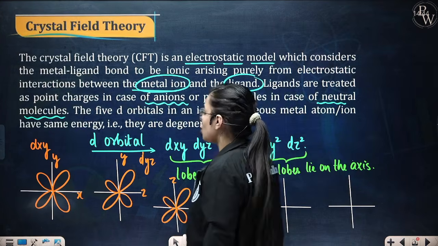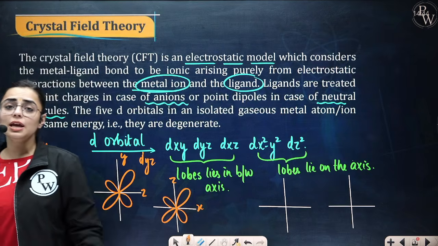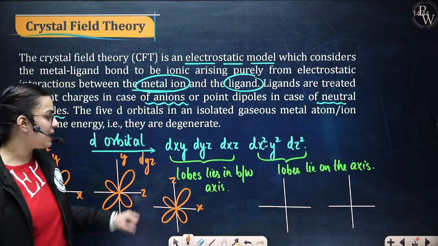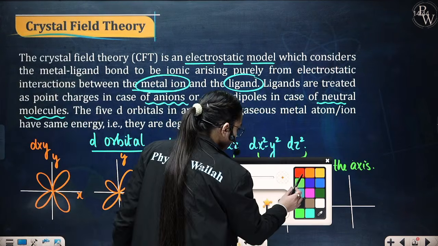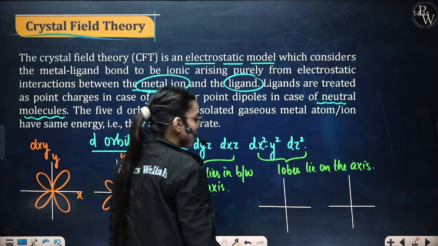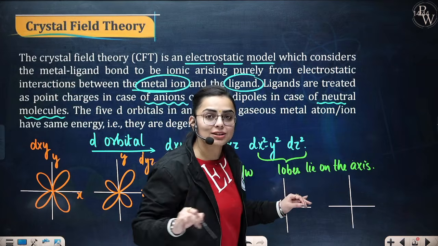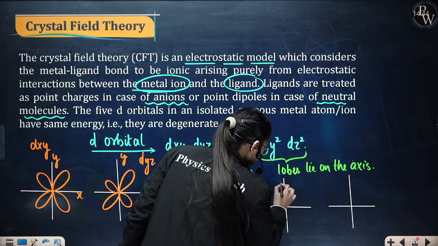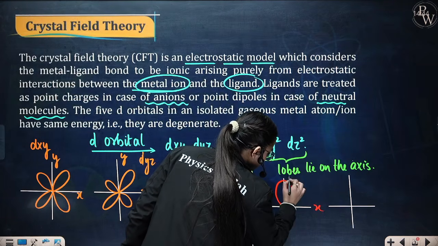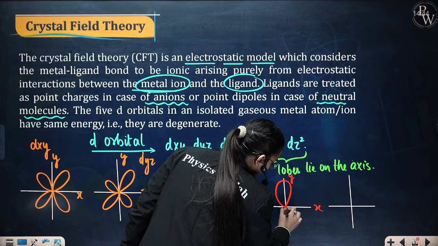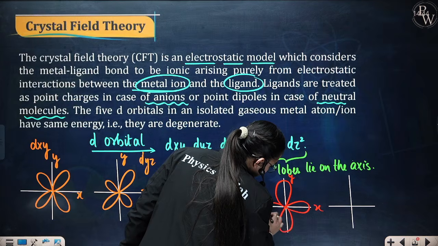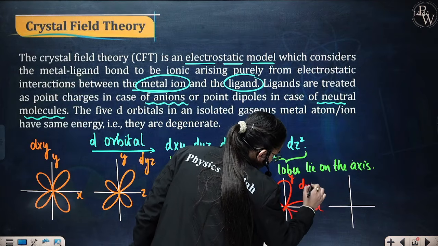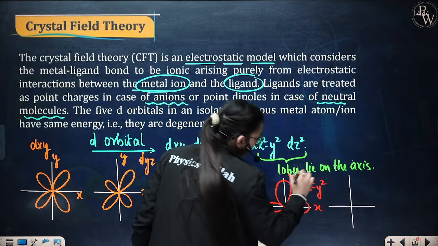Now coming to the concept of dx square y square and dz square, how shall I explain this? See, over here, my dear students, what is happening? The lobes will lie on the axis. Let us say this is the x-axis and y-axis. The lobes will lie on the x-axis and on the y-axis. Then this is referred to as dx square y square.